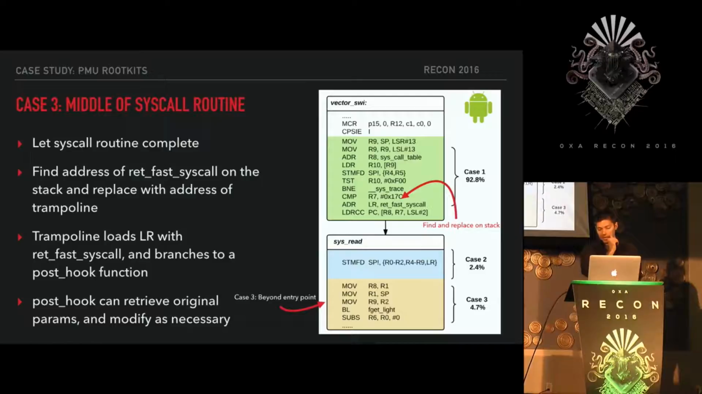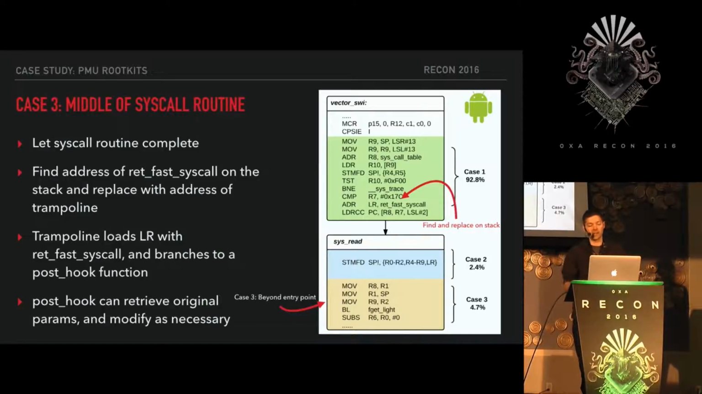So then the final case, which is the most challenging, is we're at some point in the middle of sysread, or past the entry point. So how do we deal with this? I chose to implement it by allowing the syscall routine to complete and then hooking it after it was done. We see up here that ret_fast_syscall is being pushed onto the stack. So I grab the saved stack pointer and walk backwards until I find ret_fast_syscall, and then I replace that with a trampoline address.